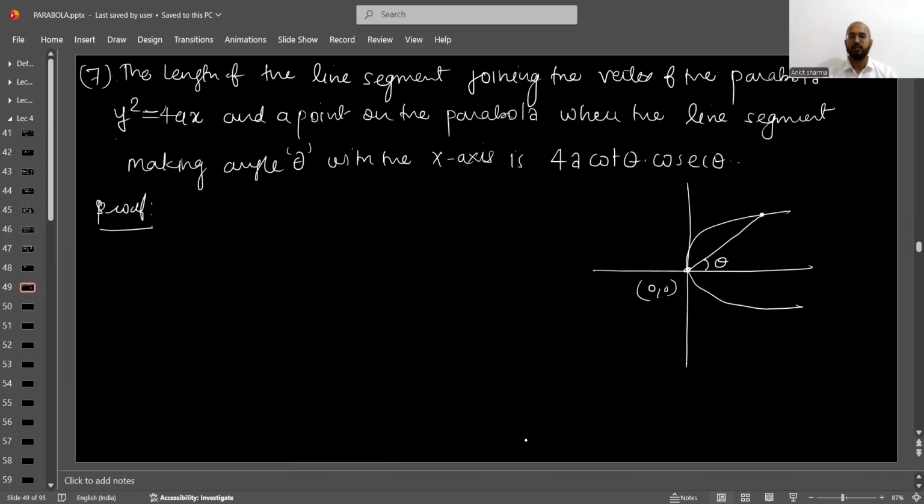So this is 0, comma 0. This makes angle theta with the x-axis. So I want to find out this length. So this is point P. So I am finding this distance, VP. My goal is to find out VP. So let's see how can we do it.